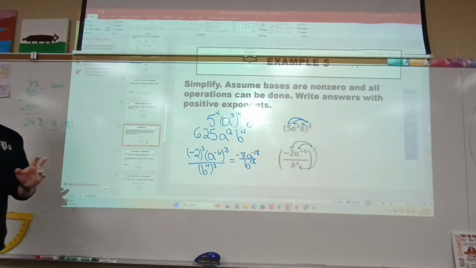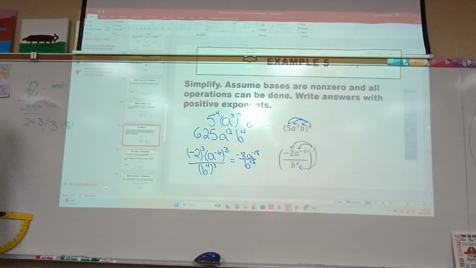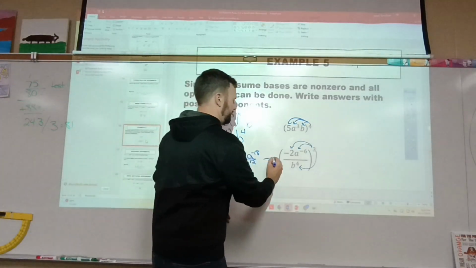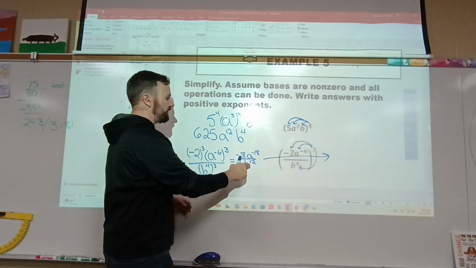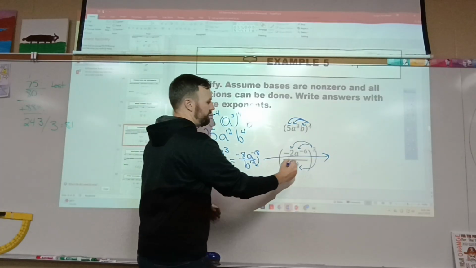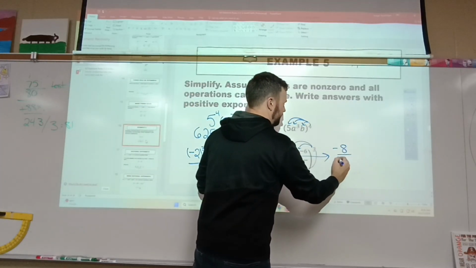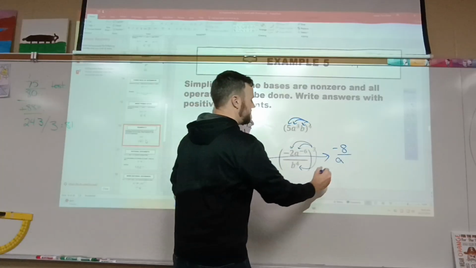Am I done? No, you can't have negative exponents. So this person's not happy with where they're living, so they got to move. They don't like the negative 8. They move downstairs with the b, and they're a lot happier.